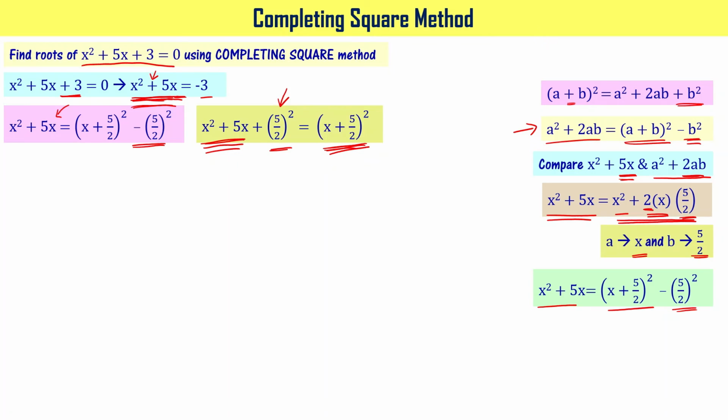right? Let's do that. Let's add 5 by 2 whole square to both the sides of the given equation x square plus 5x equal to minus 3.